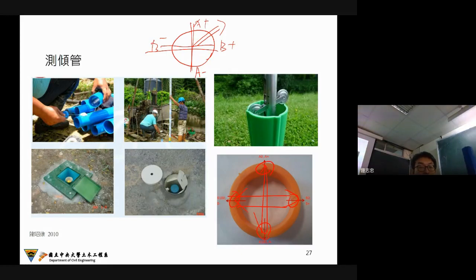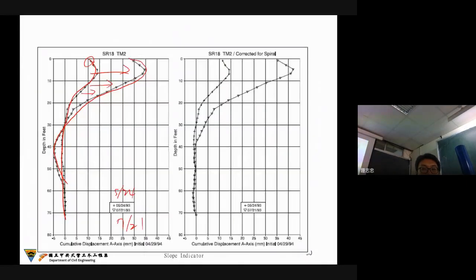So that's why we need four times of measurement. We try to understand if we have a rotation like this one. This is the corrected measurement from the spiral or rotation problem. Okay, so this is the corrected one. Then we can check the displacement at different times.